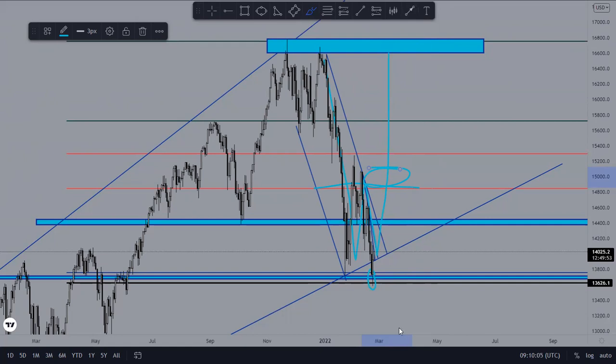So till we meet again in the next video, this is the analysis for the Nasdaq, which is a beautiful opportunity that we are seeing currently right now on the Nasdaq.